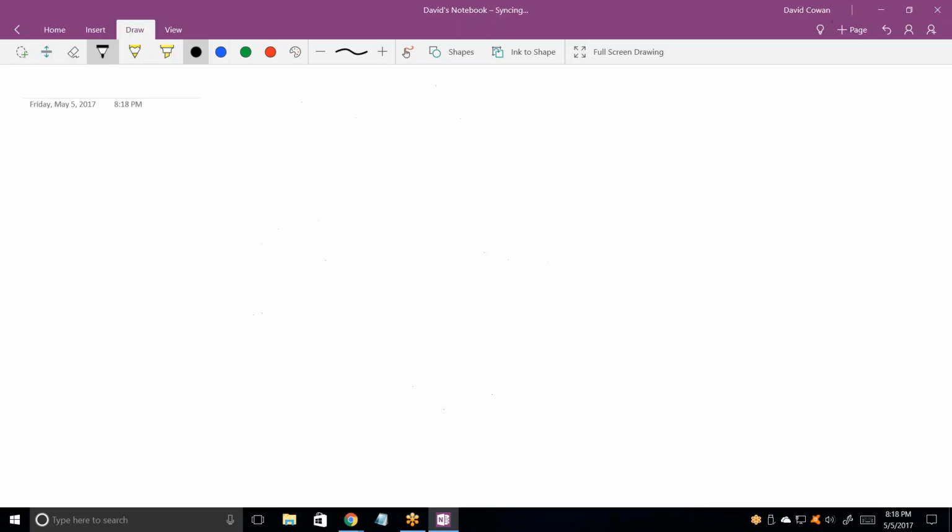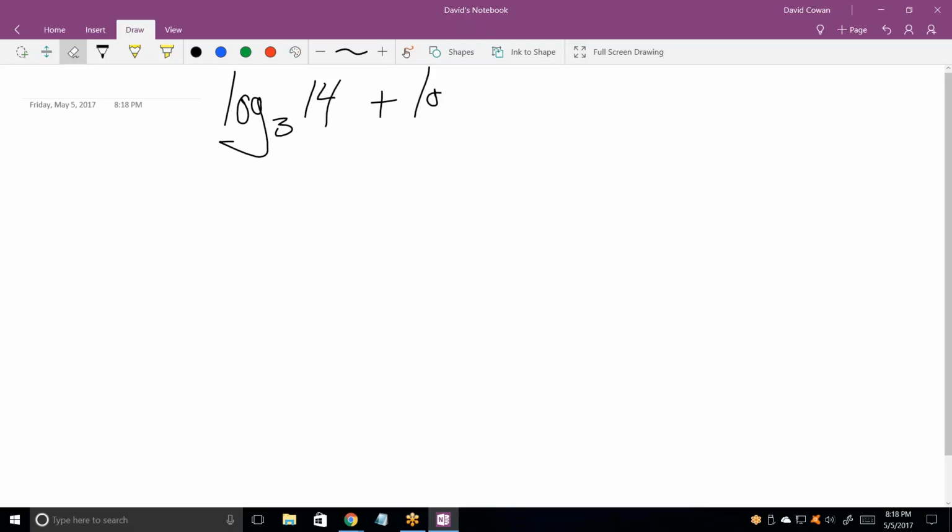Okay, what else? There's: condense and solve the equation, check for extraneous solutions. It's log base 3 of 14 plus log base 3 of x equals log base 3 of 42. Hold on a second, I wrote that wrong. Log base 3 of x equals what? Log base 3 of 42.